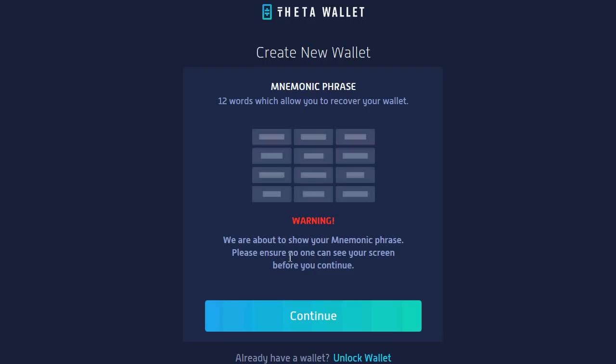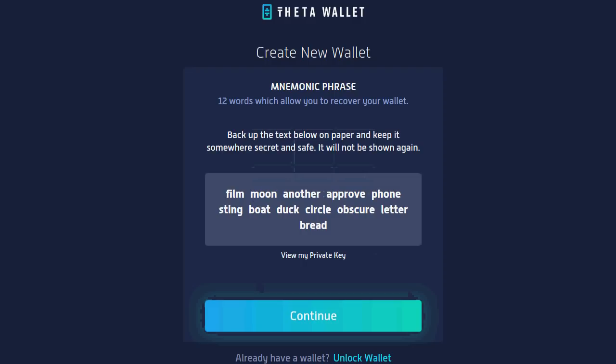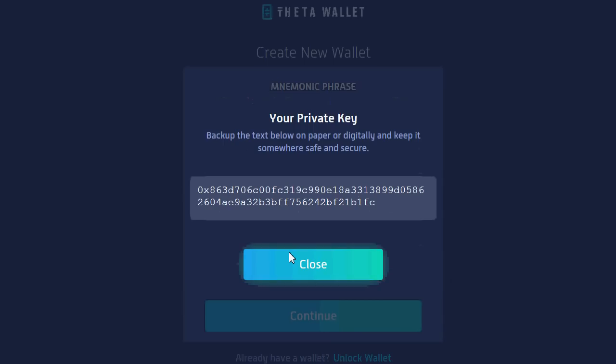Now here you would have a mnemonic phrase, so 12 words will come up. It says, we are about to show you the mnemonic phrase, please ensure no one can see your screen before you continue. When you push the continue button, words come up: film, moon, another, approve, phone, sting, boat, duck, circle, obscure, letter, bread. You could also view the private key.